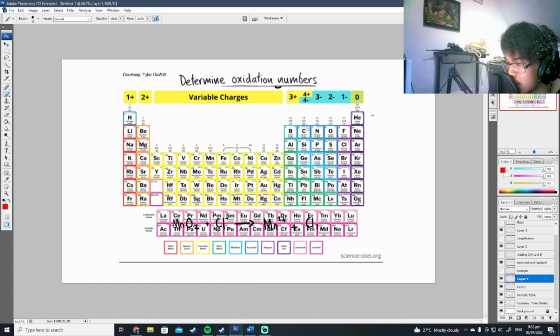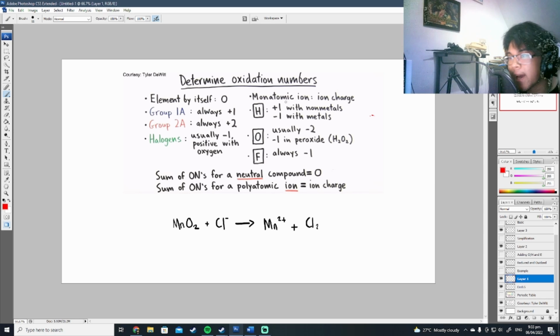Let us move on to another rule. Monatomic ions. Monatomic ions are basically elements with an ion charge to them. So for example, this is Cl superscript minus. Notice that there's a superscript. Same thing here with the manganese. There's a 2+ superscript. So as I said earlier, an element by itself equals 0.